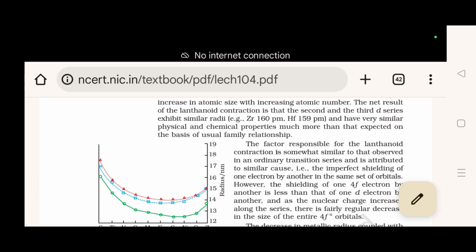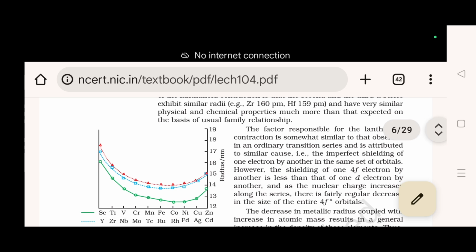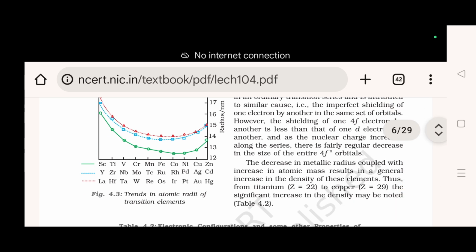Example: zirconium 160 picometer, hafnium 159 picometer, and they have very similar physical and chemical properties, much more than expected on the basis of the usual family relationship. The factor responsible for the lanthanoid contraction is somewhat similar to that observed in an ordinary transition series and is attributed to a similar cause, that is, the imperfect shielding of one electron by another in the same set of orbitals. However, the shielding of one 4f electron by another is less than that of one d electron by another, and as the nuclear charge increases along the series, there is a fairly regular decrease in the size of the entire 4f orbitals.